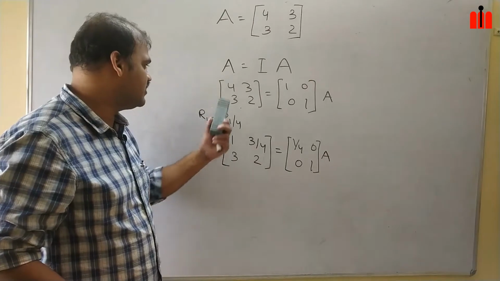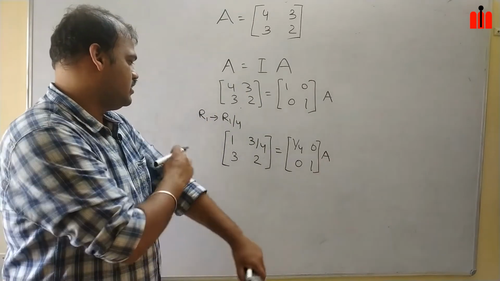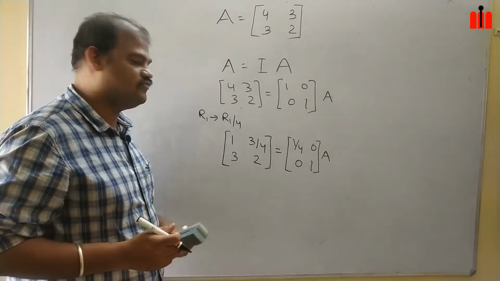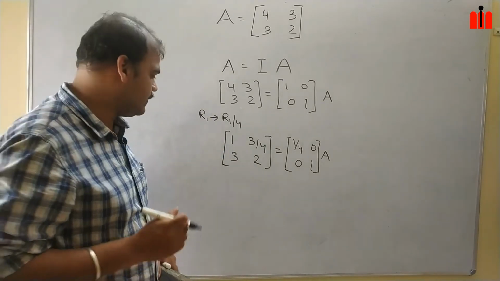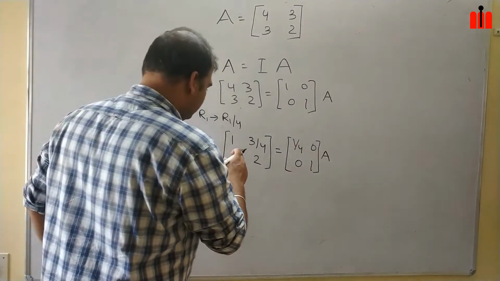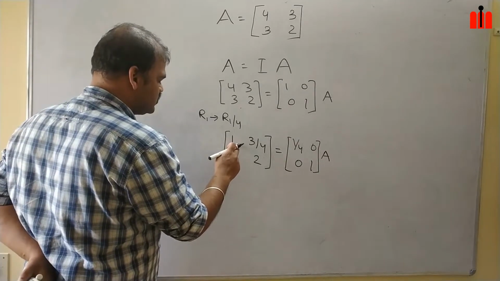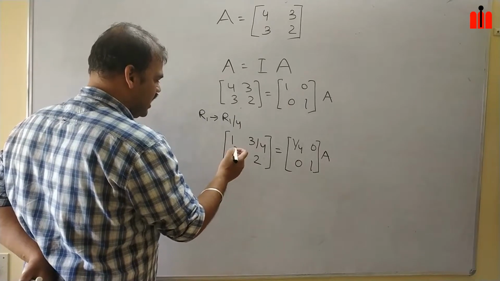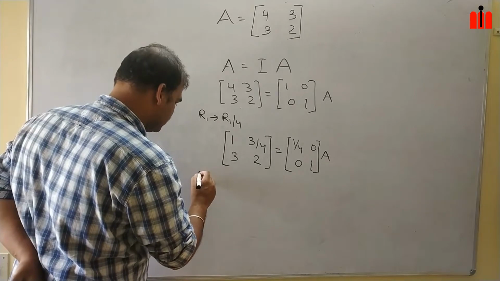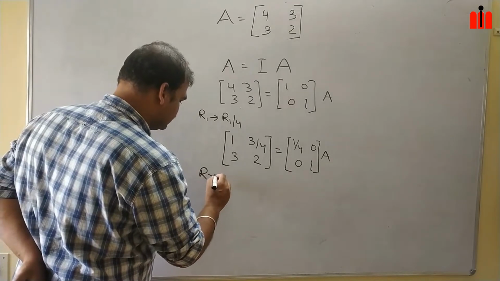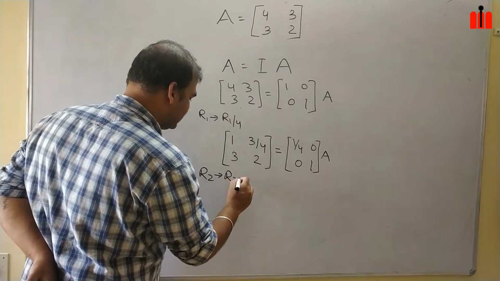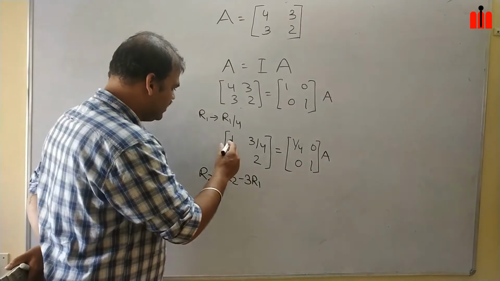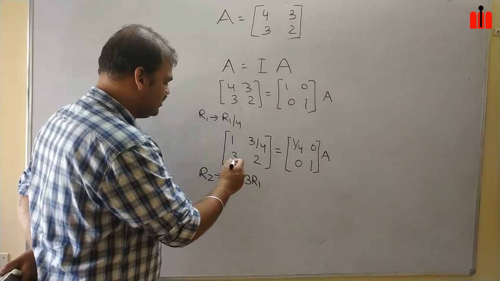So what I had done, first row 1, I had divided by 4 to get this 1. Okay. Now what I will do, I will multiply this row so that I get the next term as 0. So by using this element I will make this 3 as 0. How will I make it 0? R2 tends to R2 minus 3R1. Okay, if I multiply with 3 and subtract over here, I will get 0.